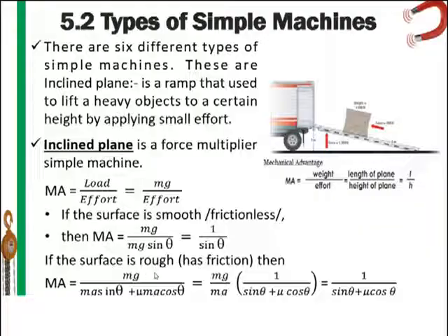Now, if the surface is rough, then we have to take into consideration frictional force as that box is moving up the inclined plane. It's going to be opposed by friction. So not only do we need to apply an effort equal to mg sine theta in order to move the box up the plane, we also have to overcome the frictional force.